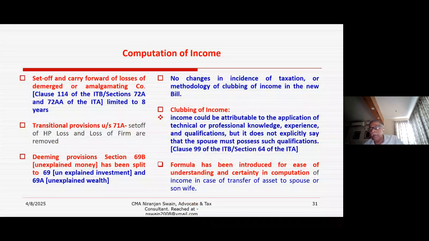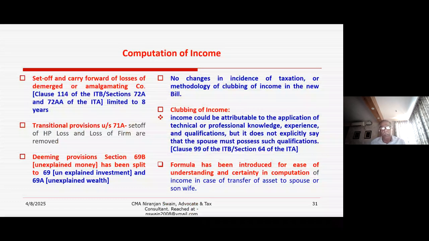You know, for carry forward of a business loss, the restriction is 8 years. Speculative loss restriction is 4 years. After that, you cannot carry forward. But in case of amalgamation or demerger, the 8 years criteria was not there. Now they have restricted it, so they made it 8 years. There should not be such a restriction, but they reduced it. Transitional provisions have been taken out.